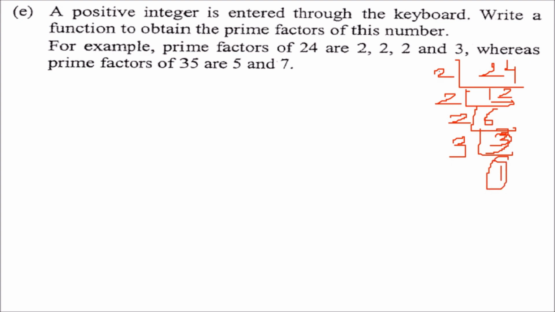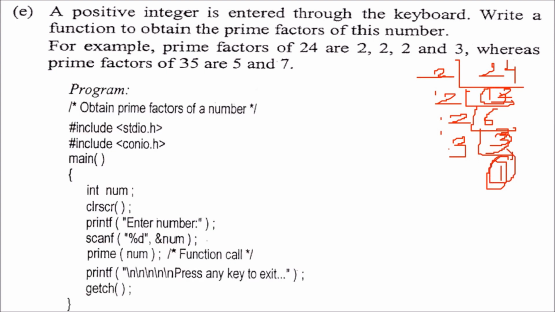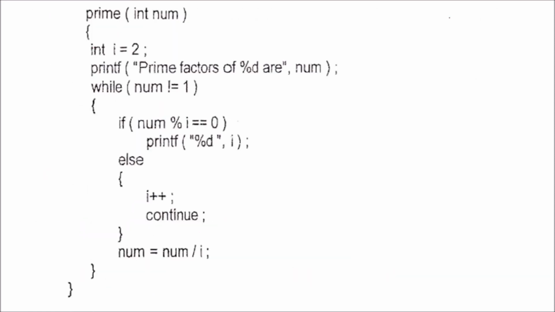This is the logic. We start with 2. Every time we take the next number and we increment it. If it is not divisible by 2, we go to 3 and we stop at 1. So we have to obtain the prime factors of a number. We include stdio.h and conio.h. We take a number, enter the number, and pass this number to a function which is called prime. In this prime function we will print all the numbers which are the prime factors of the number. So what is the logic of this? As we said, we'll start with 2. So we start i with 2 and we'll print the factors here.